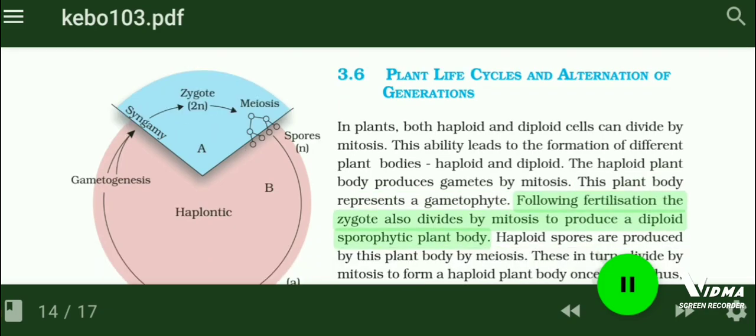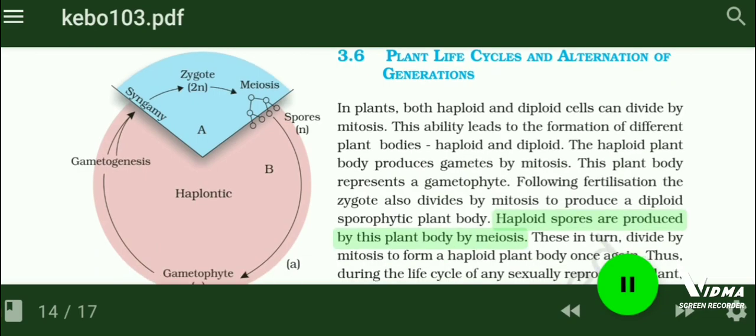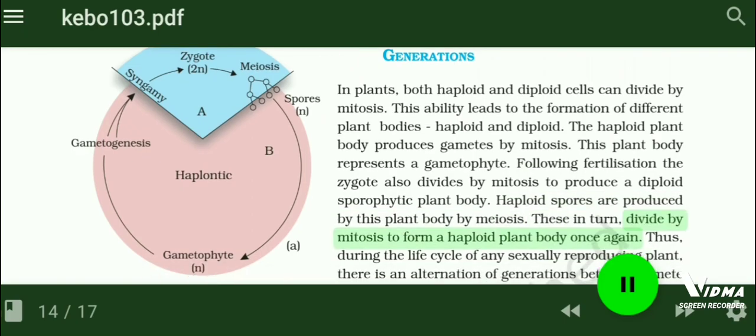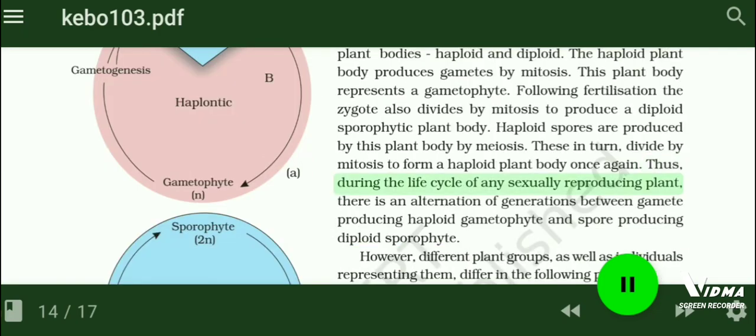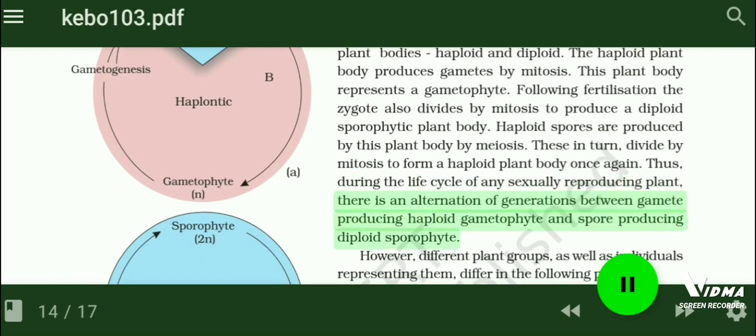Plant life cycles and alternation of generations. In plants, both haploid and diploid cells can divide by mitosis. This ability leads to the formation of different plant bodies, haploid and diploid. The haploid plant body produces gametes by mitosis. This plant body represents a gametophyte.